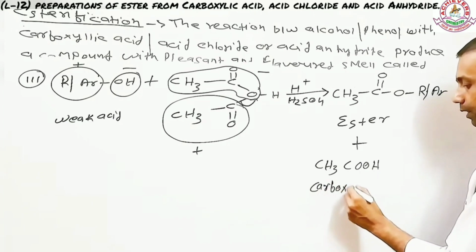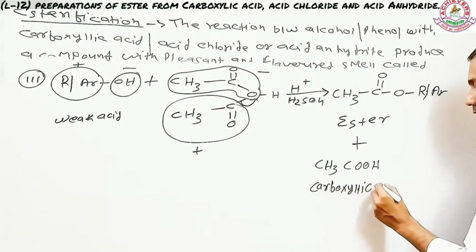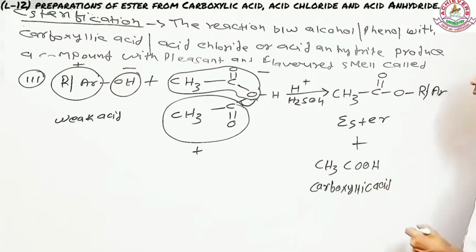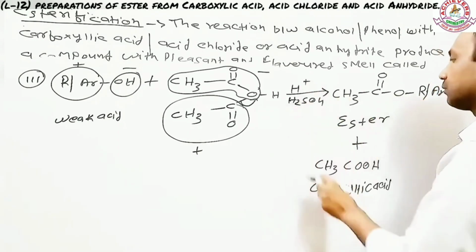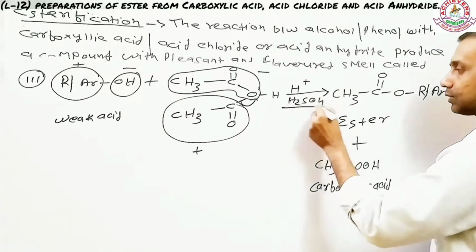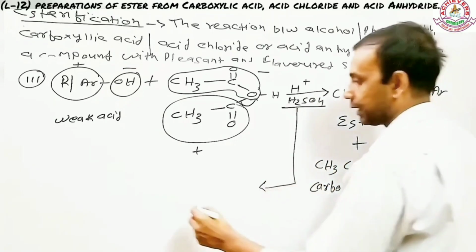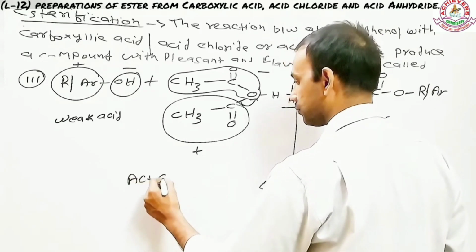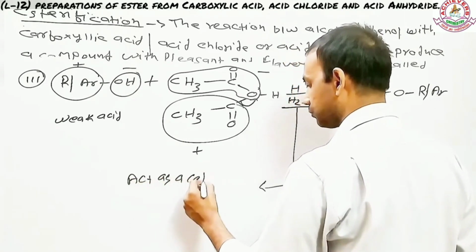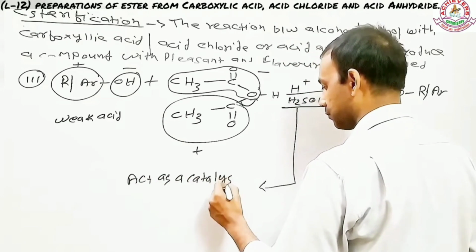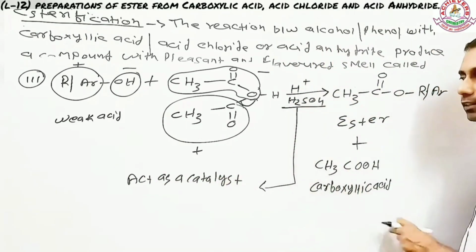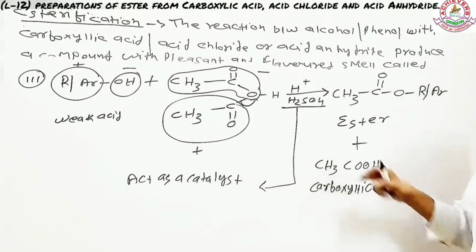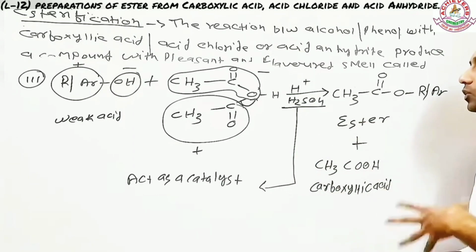So this is a carboxylic acid, right? So now the question is, what is the function of this sulfuric acid? There it acts as a catalyst. Right? Because there is nothing to remove, and HCl does not remove carboxylic acid because they both are acid. So it acts as a catalyst. So this is how I have described the three methods you can produce ester with.